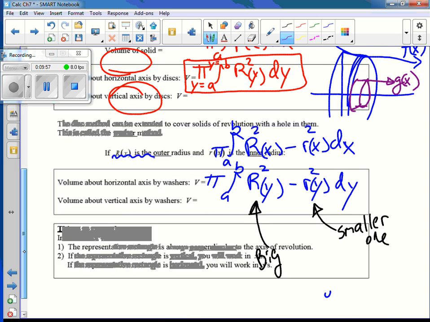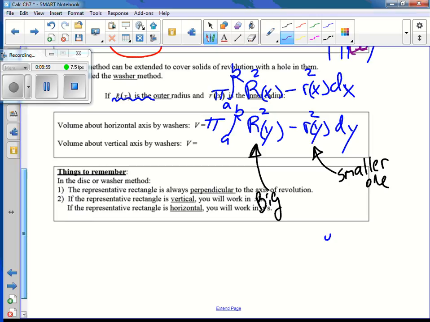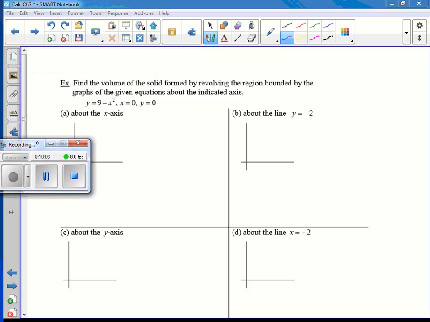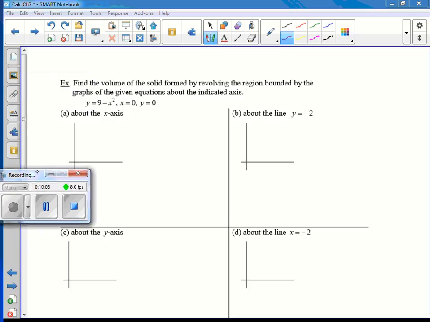And so let's go ahead, and here are some notes for you guys. All right, and let's put it into practice. So let's go to this example. It says, find the volume of the solid formed by revolving the region bounded by the graphs of the given equations about the indicated axis. Okay, so here we go.